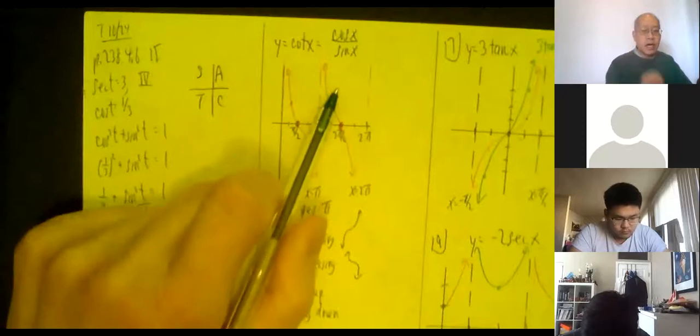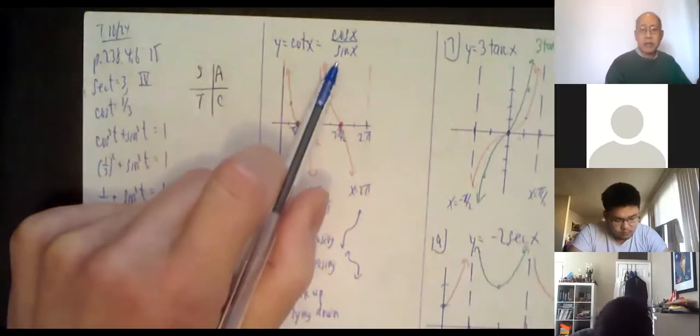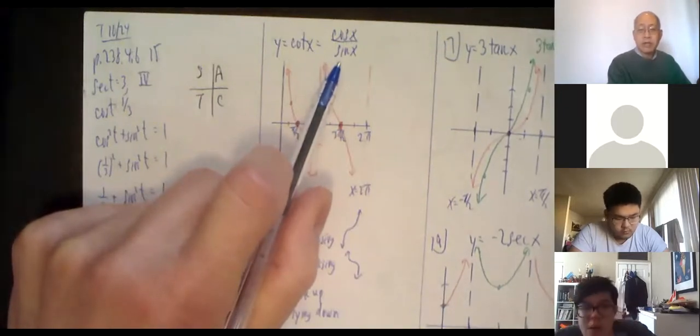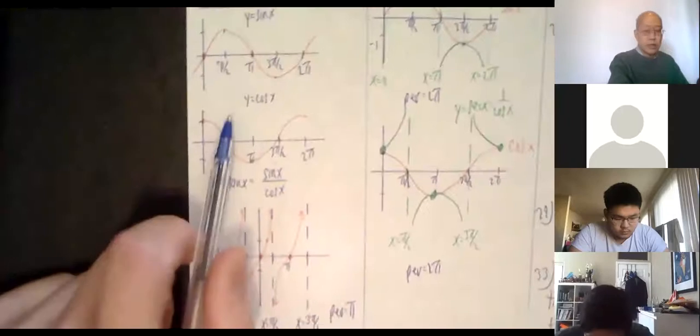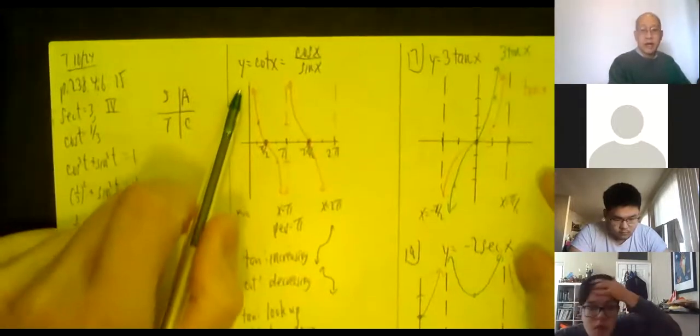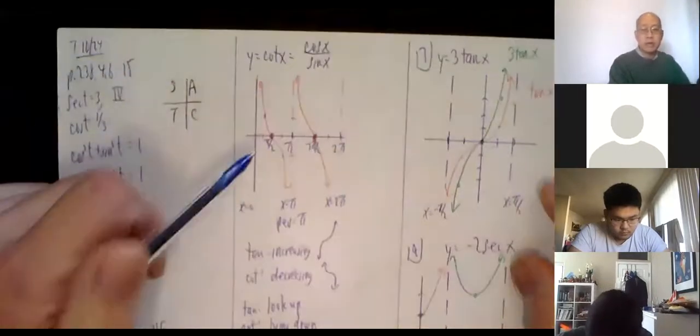And the cotangent is undefined whenever the denominator is 0. So whenever the sine of x is 0, undefined, I have an asymptote. So when is the sine 0? 0, pi, 2 pi. So undefined at 0, pi, 2 pi, and so on.